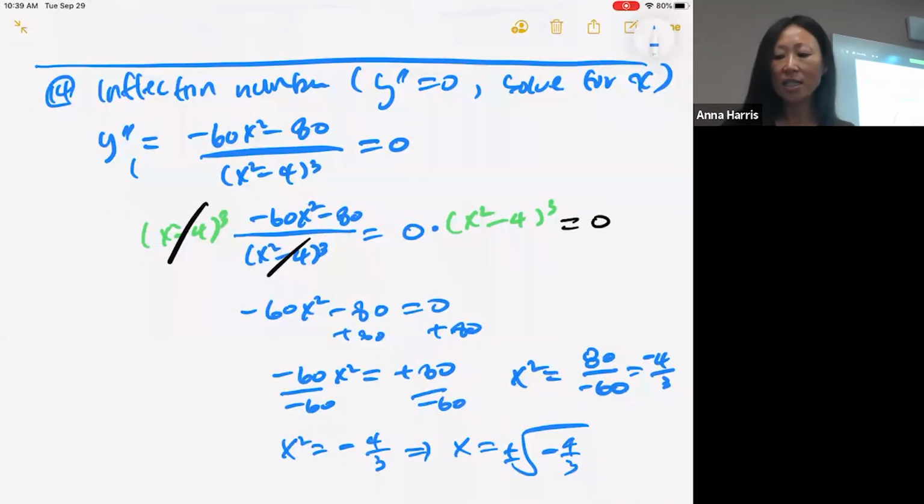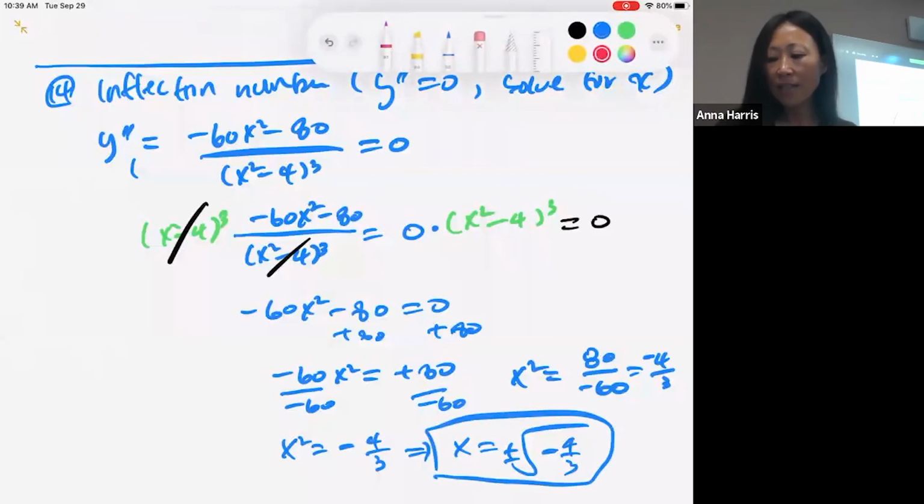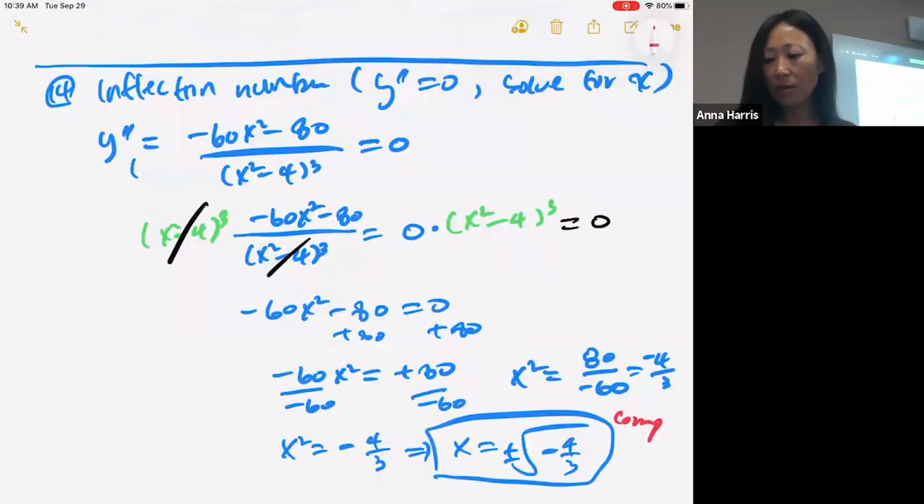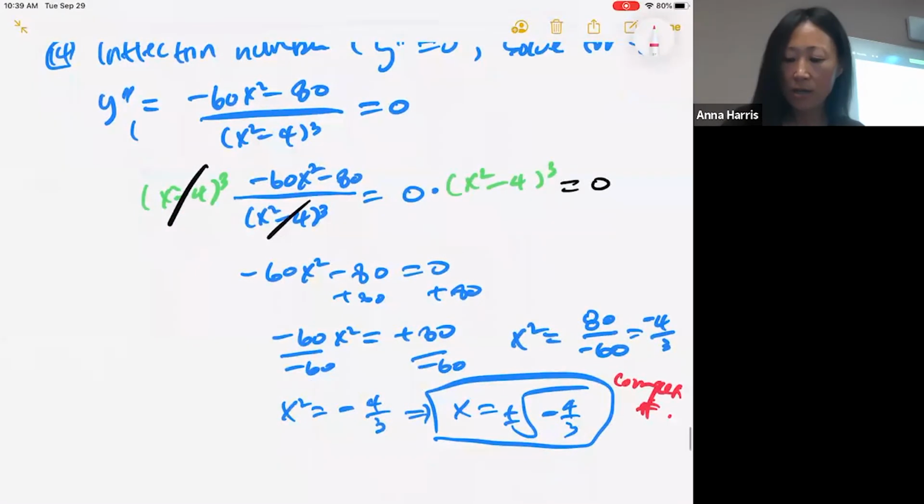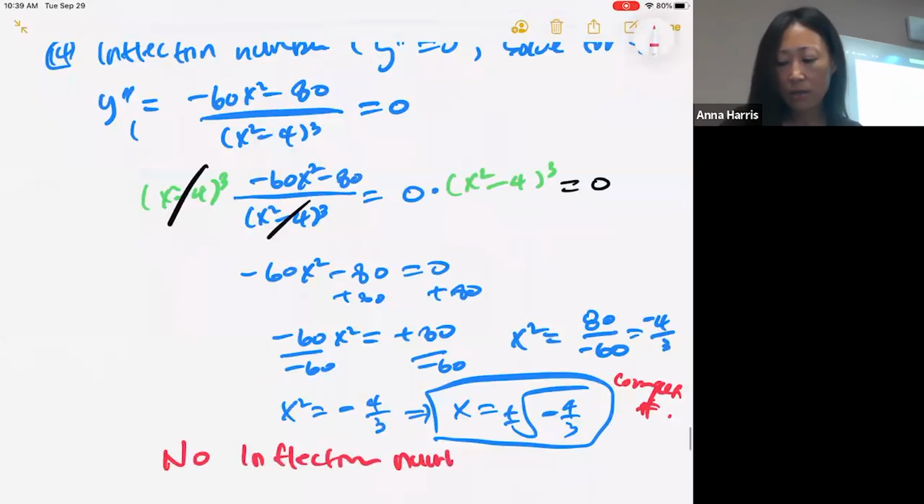So in this case, because this is what? Imaginary number or complex number, so we don't have an inflection point, okay? So you're going to say, no inflection point, since x is what? Imaginary number.